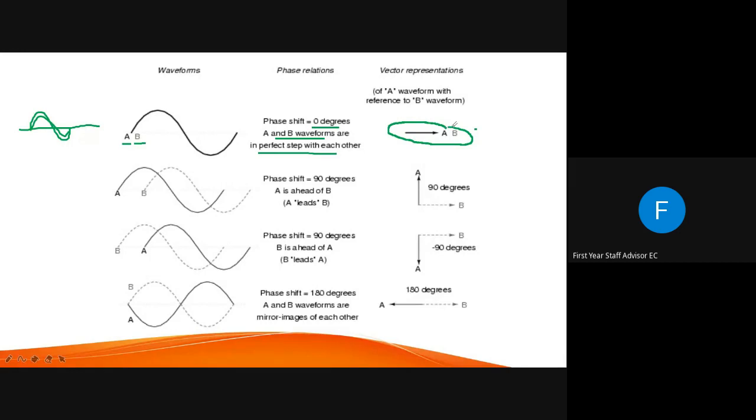Okay, A and B phasor are exactly same. But look at the second waveform, then you will understand the concept. Assume that there are two waveform A and B. A waveform is the dark one, and dotted line is B waveform. And when A waveform reaches peak value, B waveform have just crossed zero. Okay, that means it is lagging by 90 degree.